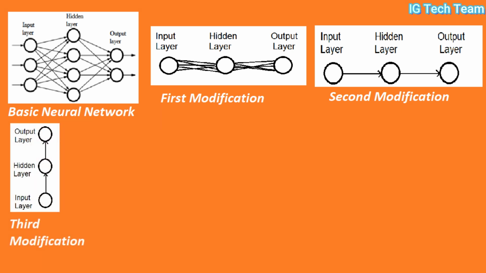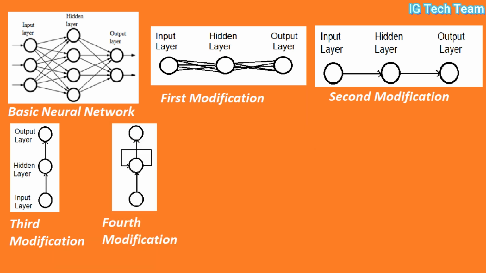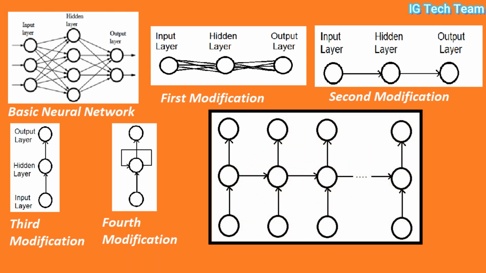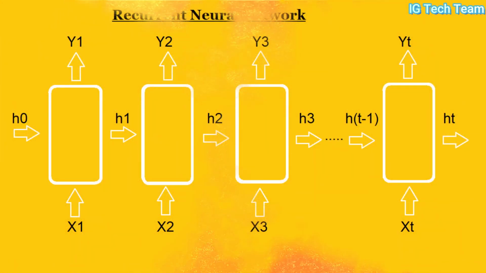Third modification is to rotate the network by 90 degrees. Fourth modification is to generate a loop around the hidden network. This is the final recurrent neural network. We can also unroll this architecture. You can see the difference in architecture of a simple neural network and a recurrent neural network. In RNN, each output from the previous layer is fed as input to the next layer, as I have already mentioned.